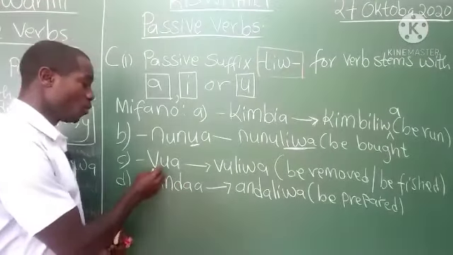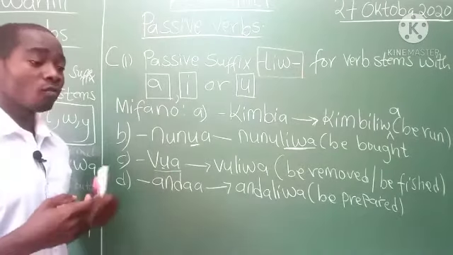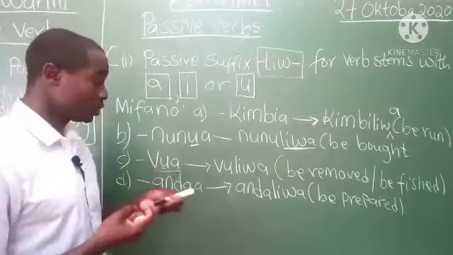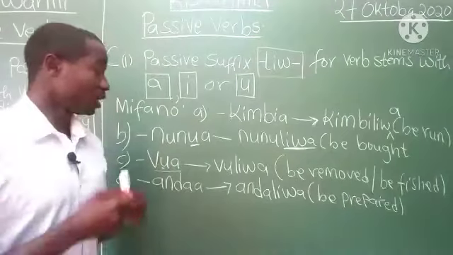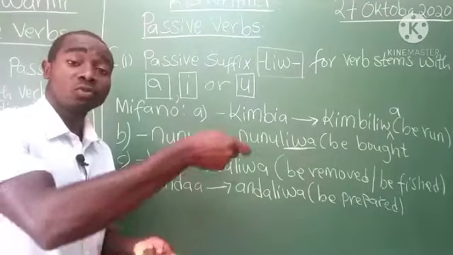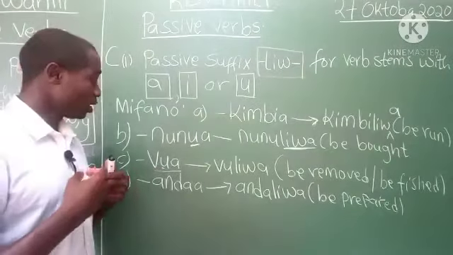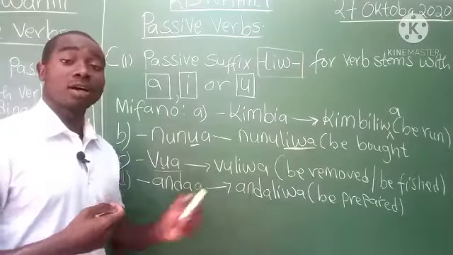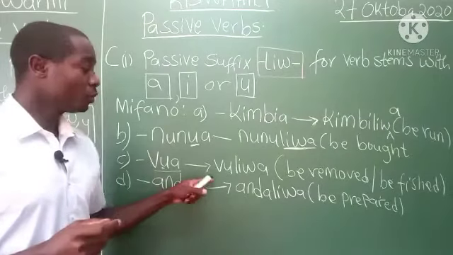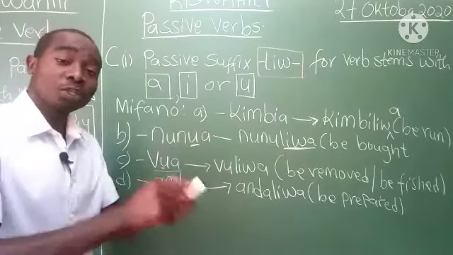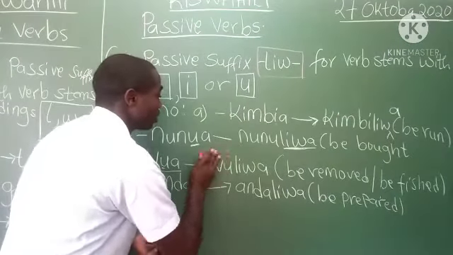We have this vua. We have u here, vua. Vua has two meanings, and they are used in this category also. The first one, to pull out, like your clothes. The second one, to fish or to remove something from the water. Sawa, vua. So vua, active verb, vuliwa, passive verb. Nguo inavuliwa. Don't confuse vuliwa and fuliwa. Fuliwa is to wash. Let me just write here, fuliwa.